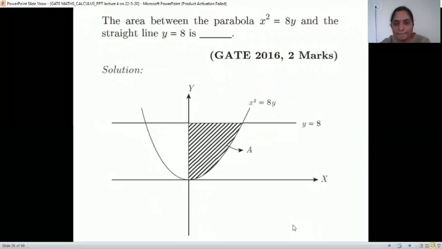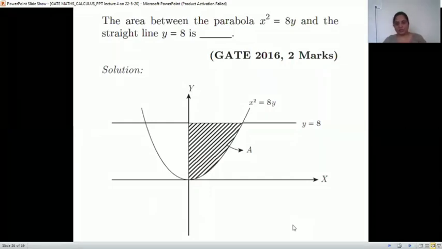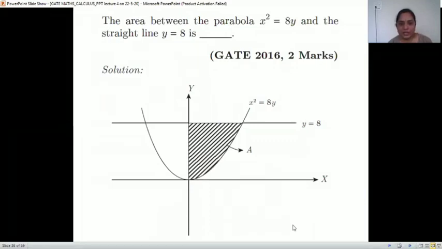Next question. The area between the parabola x square is 8y and the straight line y is equal to 8 is... This is your question, and I have shown you its region. I have drawn the x square is equal to 8y line. Y is there, so it is the parabola along y. And then the y is 8 line, that is parallel to x-axis. This is the line y is equal to 8.